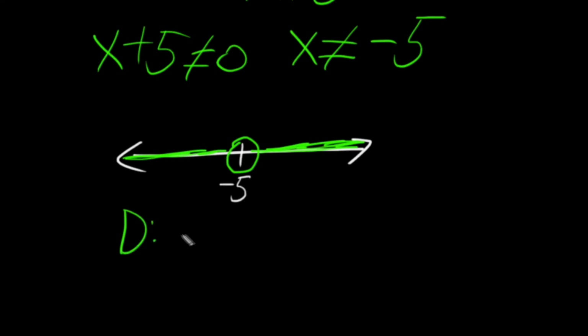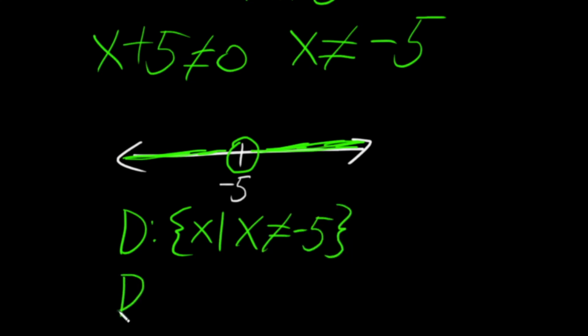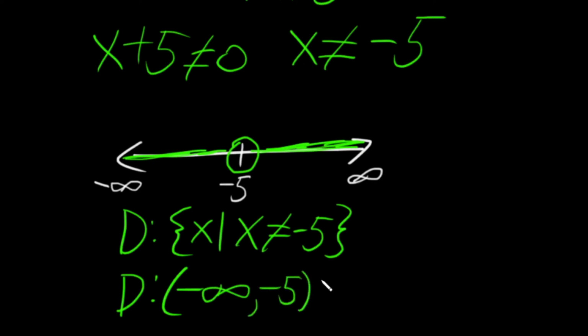Using set notation, the domain will be x such that x cannot equal negative 5. And with interval notation, the domain goes from the far left, which is negative infinity, up to negative 5, does not include the negative 5, and then up to positive infinity. So it would look like this: negative infinity, comma, negative 5, and then u for union, and we'll continue from negative 5, also parentheses, comma, infinity.